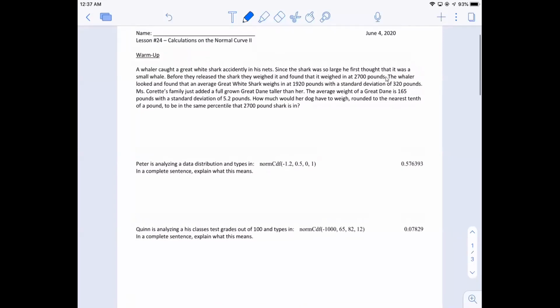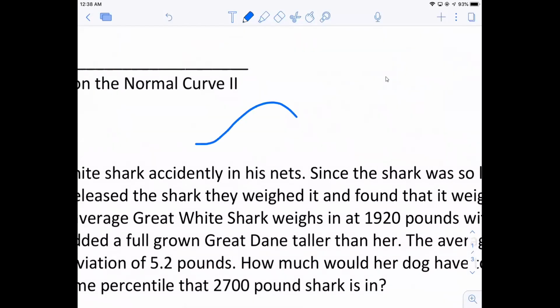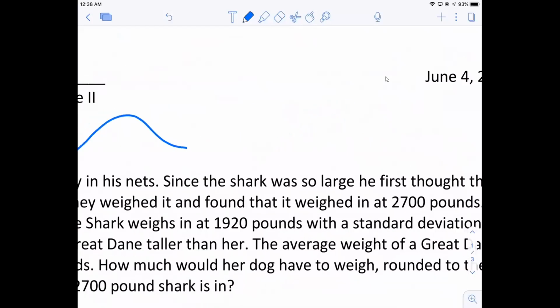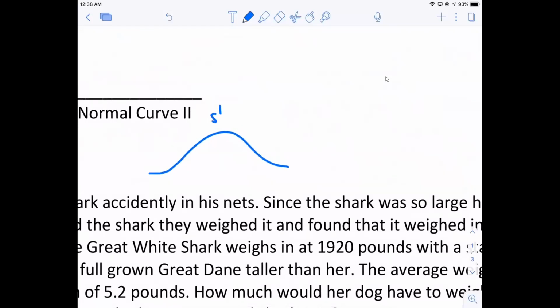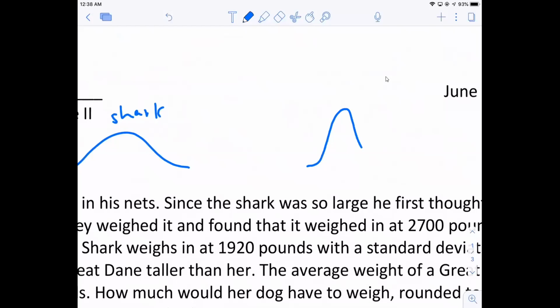So for this first one, we're comparing the weights of a great white shark with that of a Great Dane, and we want to know how much does the dog have to weigh to be in the same percentile as the shark. So when we say same percentile, we're in essence saying, well, maybe their normal curves look different. Maybe this is for sharks, and this is for dogs. Maybe dogs have a lower standard deviation. Doesn't really matter.